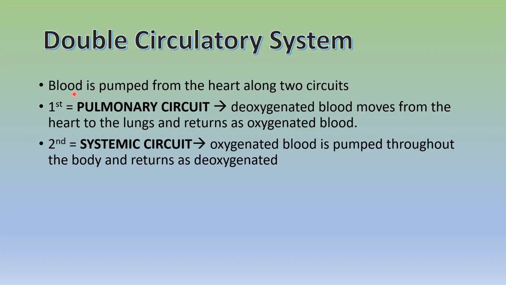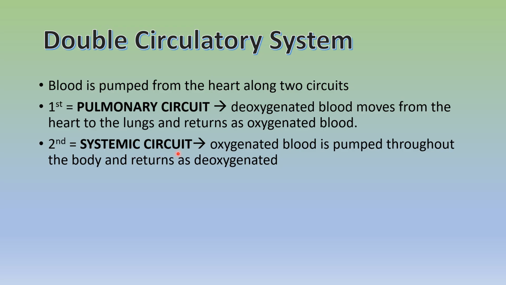We have a double circulatory system, and what exactly is it? Blood is pumped from the heart along two circuits. The first circuit is the pulmonary circuit. The word pulmonary means lungs, so blood is being pumped from the heart to the lungs. Why? Because it needs to get oxygen. Deoxygenated blood moves from the heart to the lungs and returns to the heart as oxygenated blood. The second circuit is the systemic circuit.